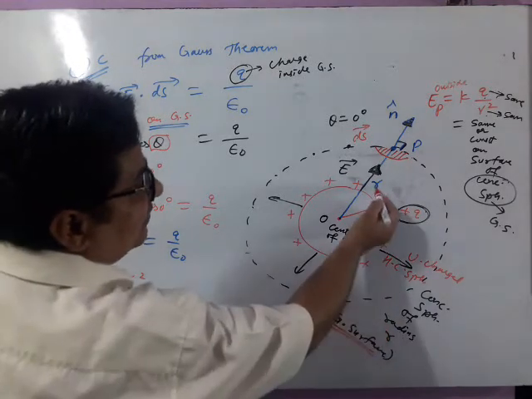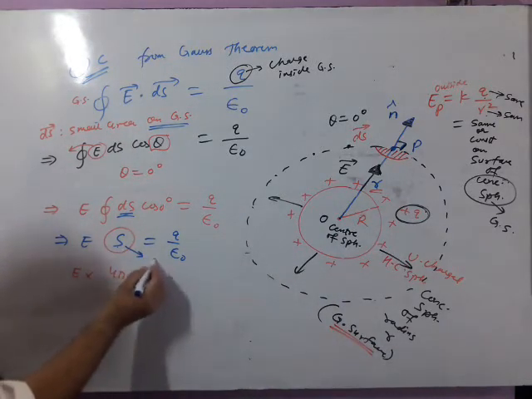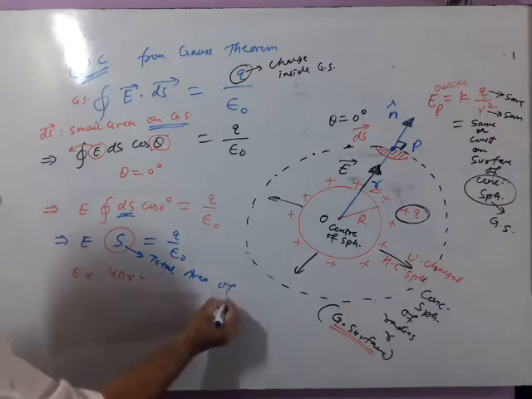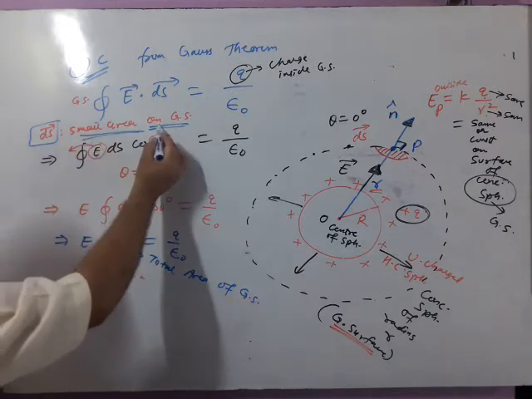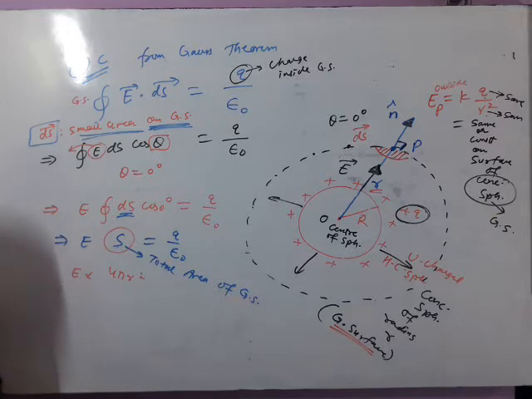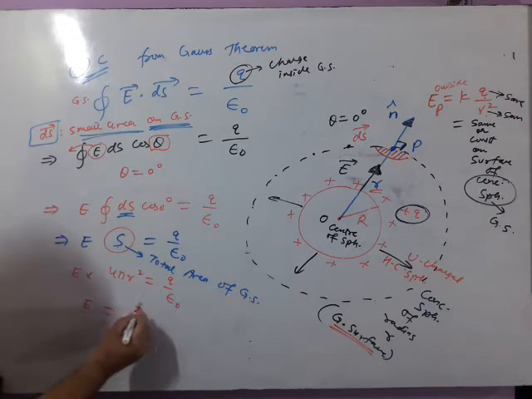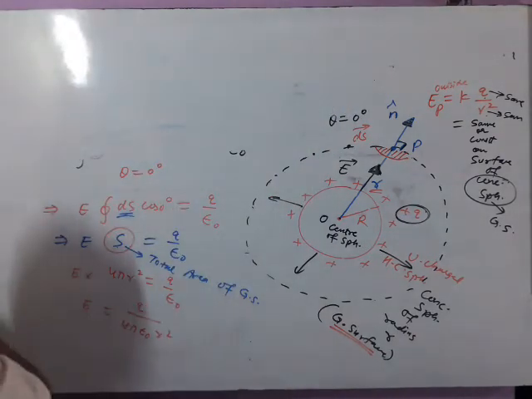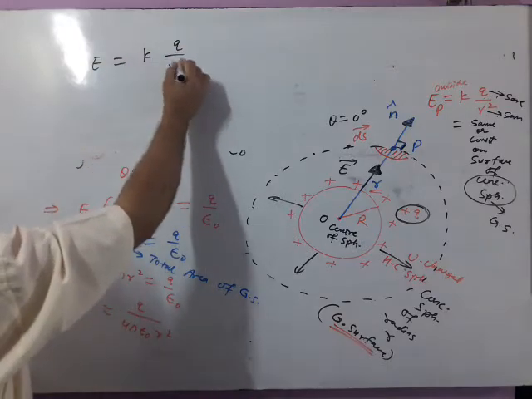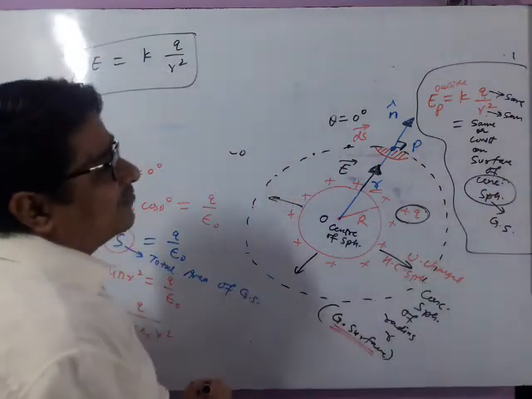This Gaussian surface has radius small r, so we are writing 4 pi r square. I repeat, this is the total area of the Gaussian surface, as ds was the small area considered on the Gaussian surface. Now solve it. E is equal to Q by 4 pi epsilon naught R square. It can be written as KQ by R square.